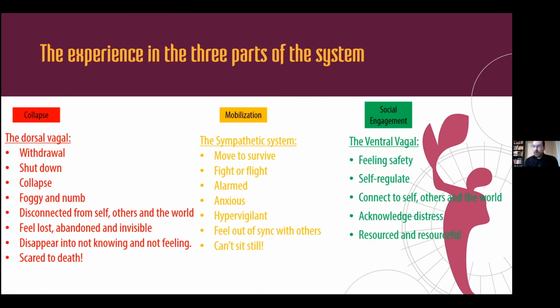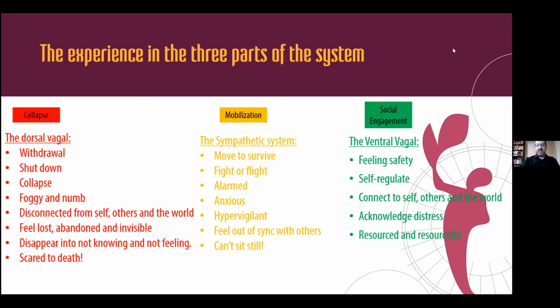So now that I've hopefully convinced you that we have these three states of the autonomic system, what do we experience when each of these states come into play? Starting with the ventral vagal, here in the green, what we experience is a sense of safety and self-regulation. We are connected to ourselves, to others and to the world. We acknowledge distress, but we're feeling very resourced, so we're able to handle everything at hand. It is usually a state where we're very much balanced and feel rejuvenated.